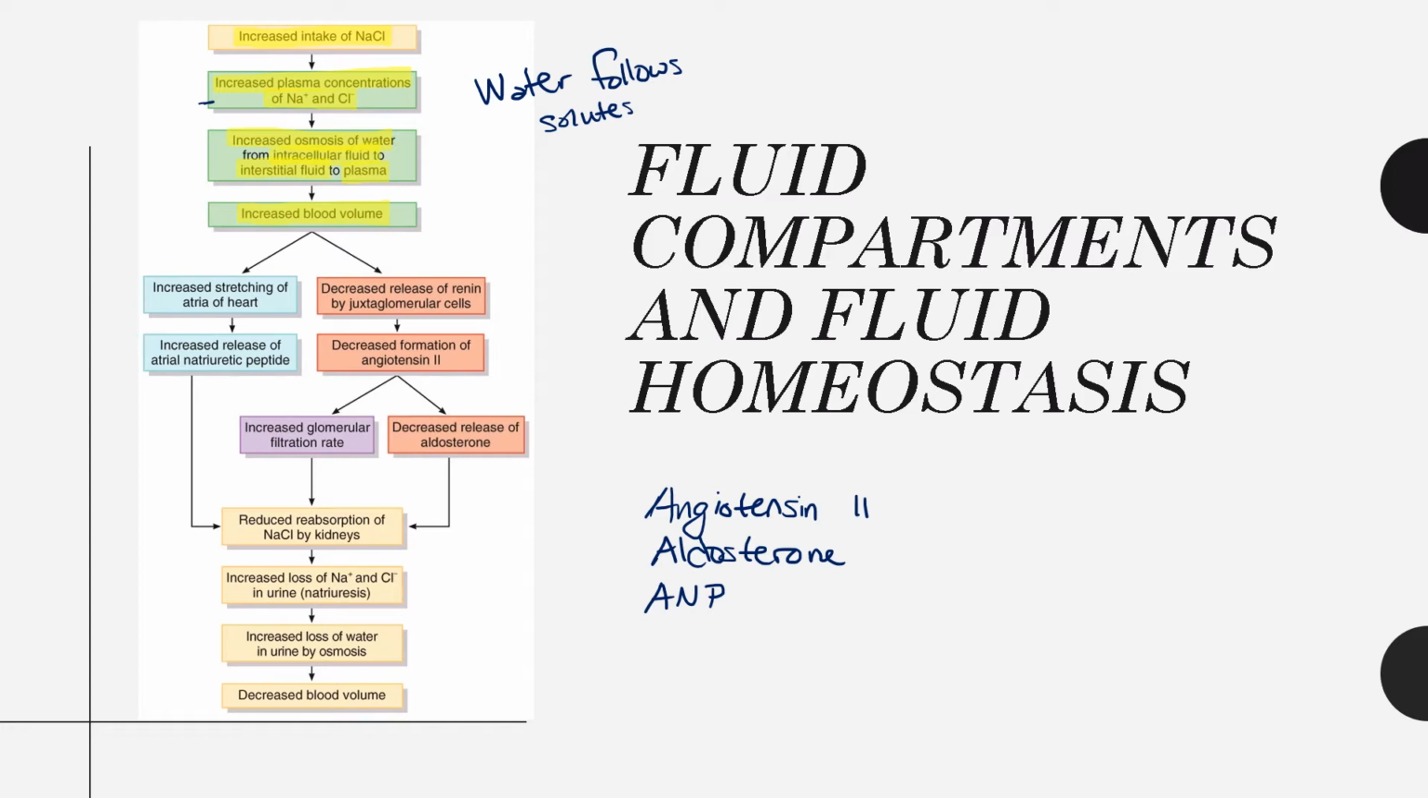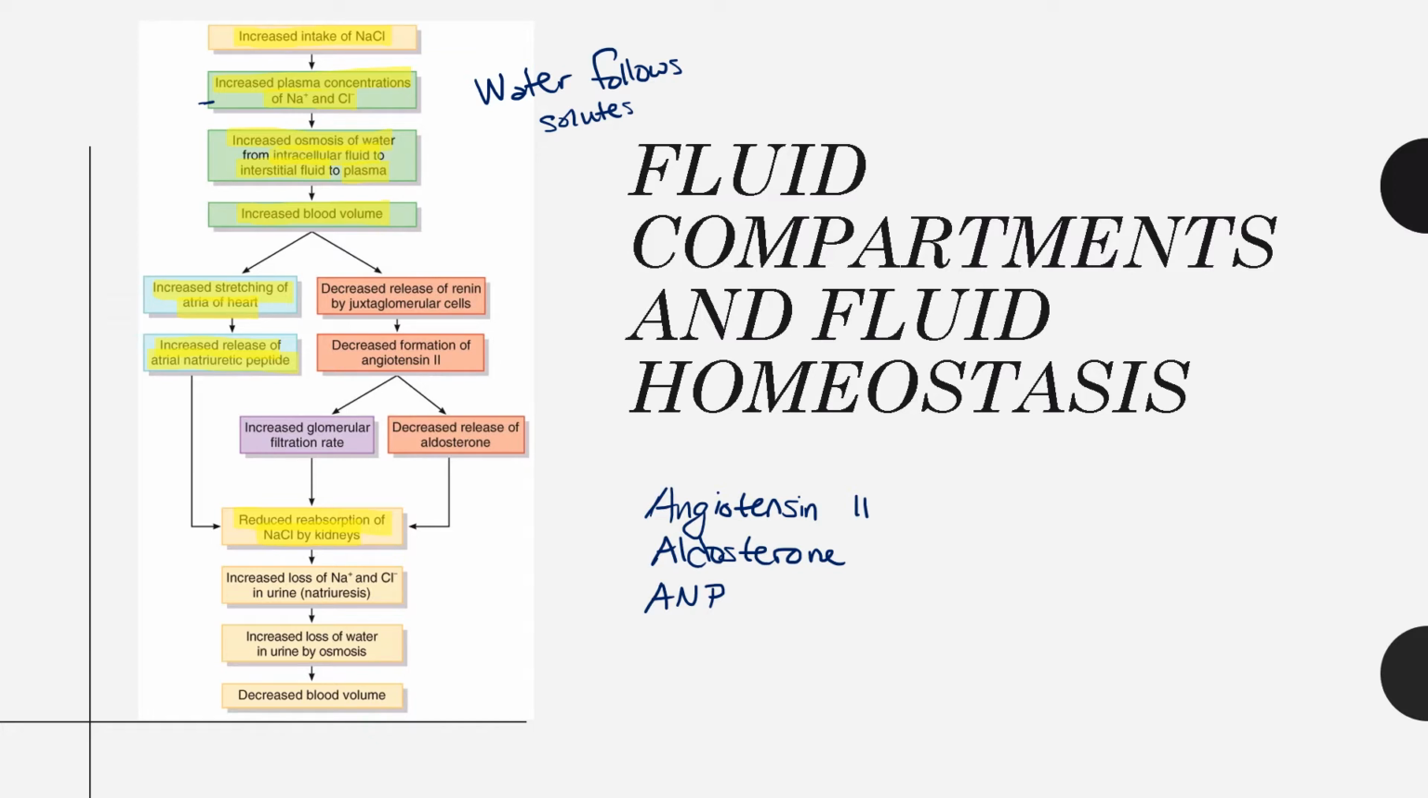So when we go back to the diagram, there's a couple things that happen when blood volume increases. So first off, we have this increased stretching in the atria of the heart, and this causes increased release of ANP. So I guess here this causes this reduced reabsorption of sodium chloride in the kidneys. Okay, let's go back up here.